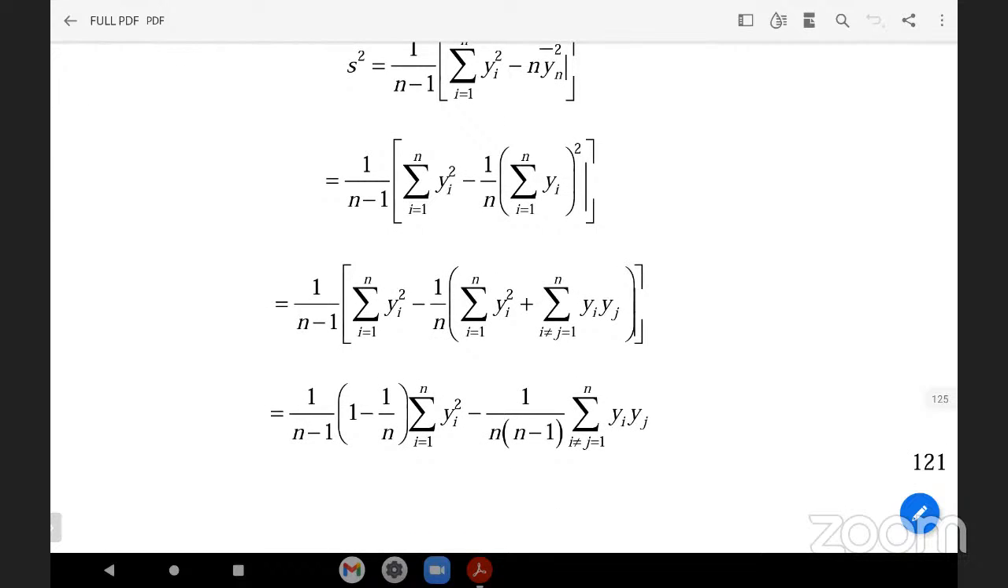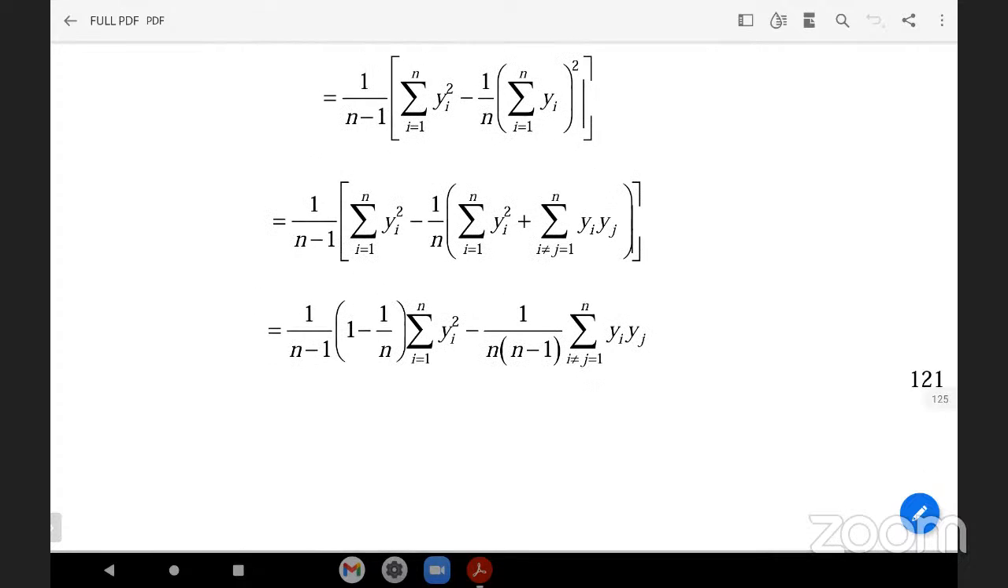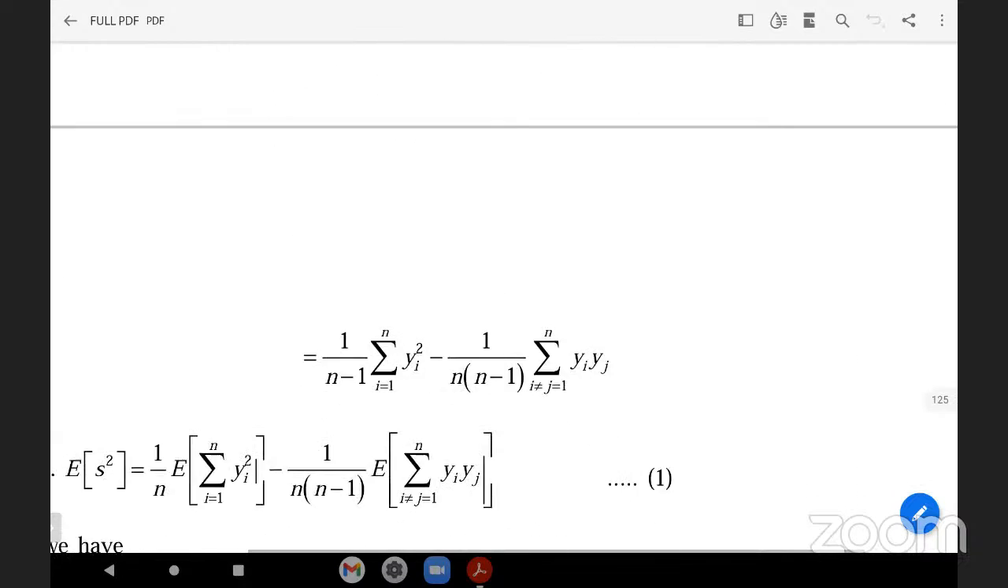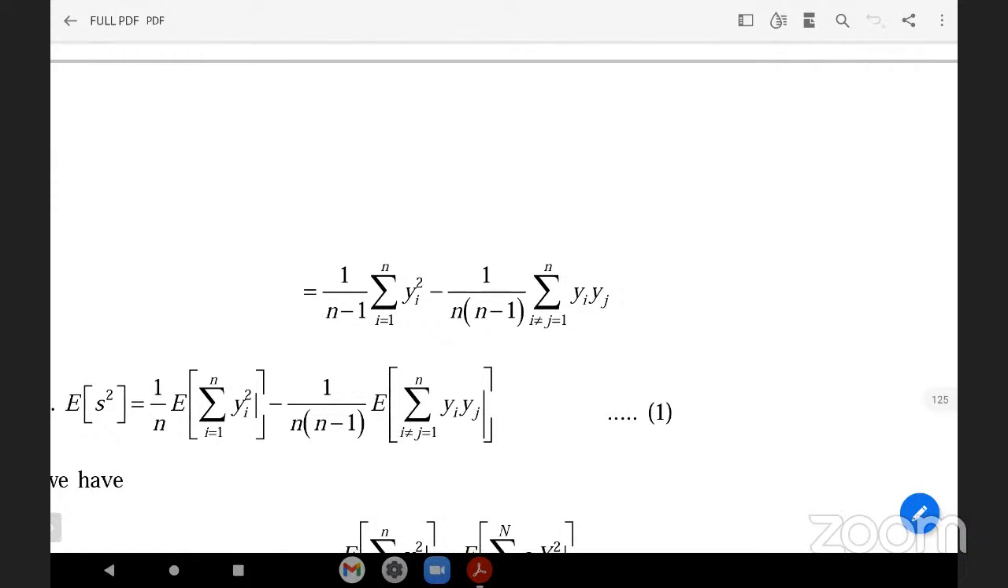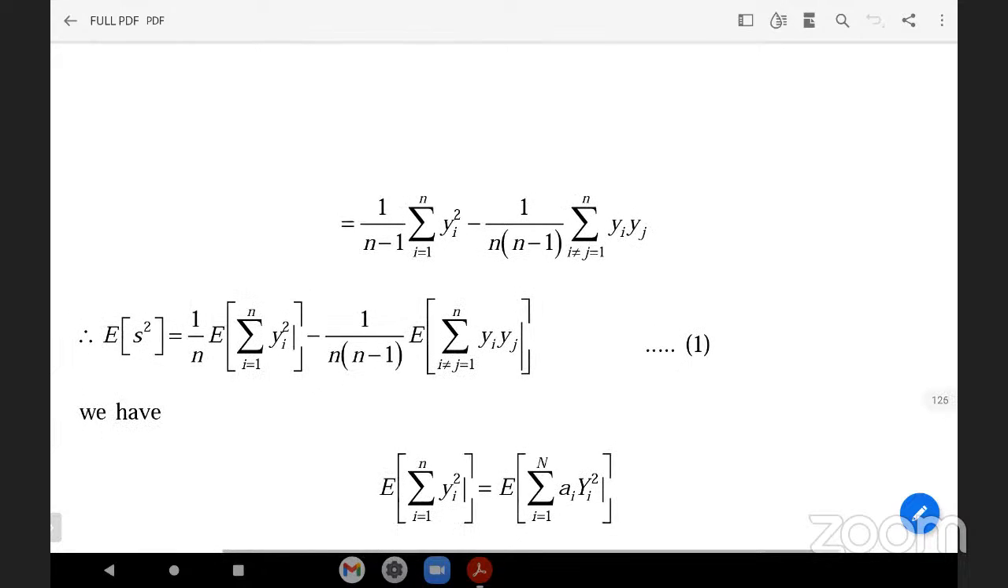Now on simplification of the whole square, it is summation yi square plus summation yi into yj. Both terms have a common factor 1 by n minus 1. Here yi square and also yi square, summations both. So if I take 1 minus 1 by n, with the summation of yi square, the 1 by n goes inside. So 1 by n into n minus 1, summation yi into yj. This comes to summation yi square by n minus 1, minus 1 by n into n minus 1, summation yi into yj.